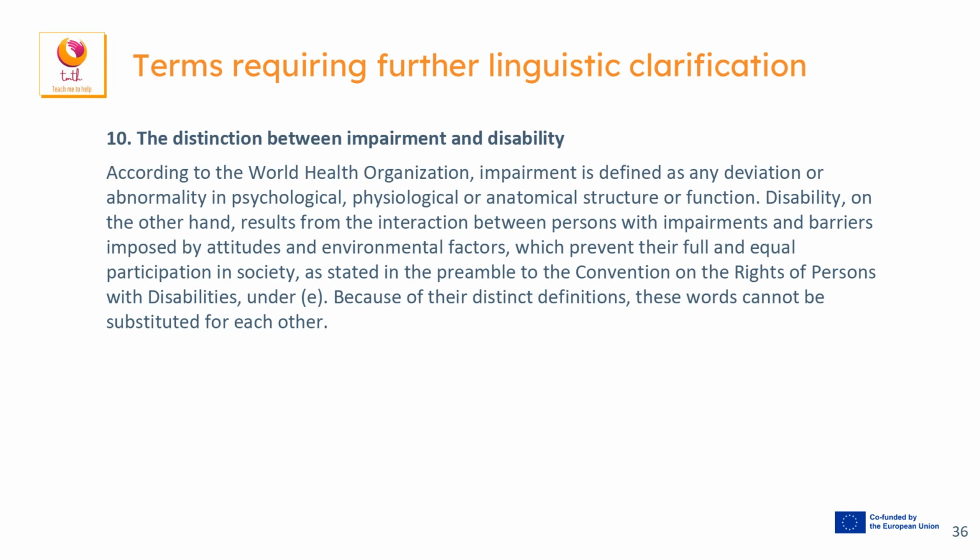10. The distinction between impairment and disability. According to the World Health Organization, impairment is defined as any deviation or abnormality in psychological, physiological, or anatomical structure or function. Disability, on the other hand, results from the interaction between persons with impairment and barriers imposed by attitudes and environmental factors which prevent their full and equal participation in society, as stated in the preamble to the Convention on the Rights of Persons with Disabilities, under E. Because of their distinct definitions, these words cannot be substituted for each other.